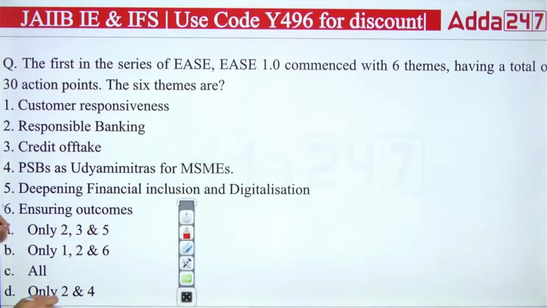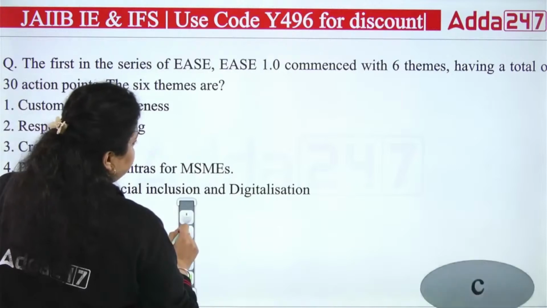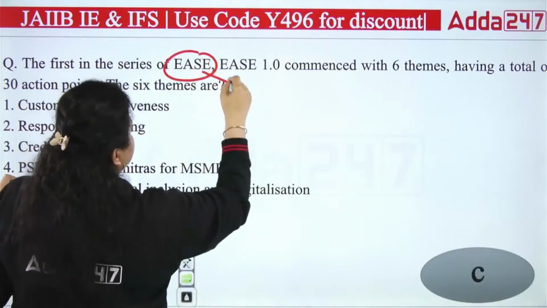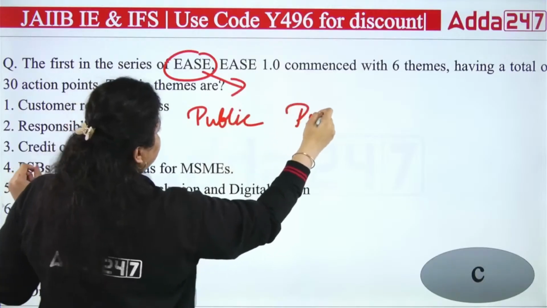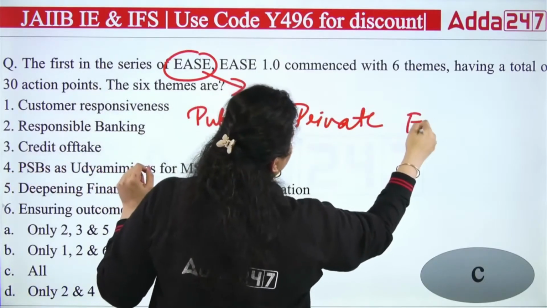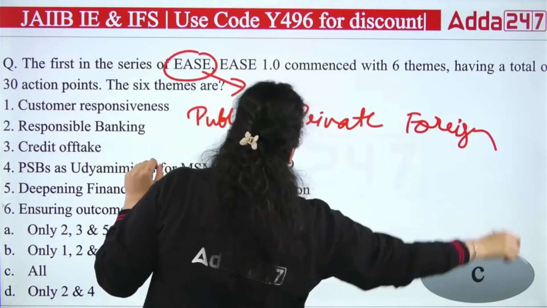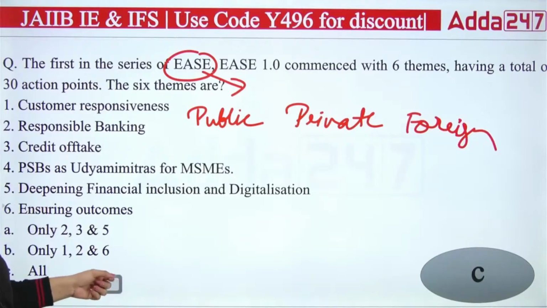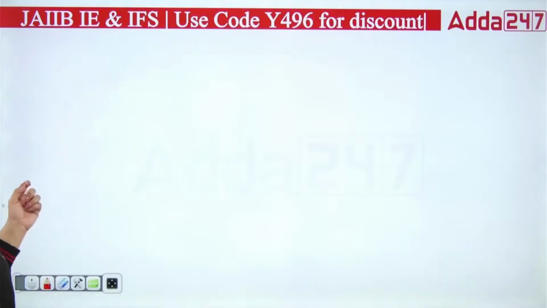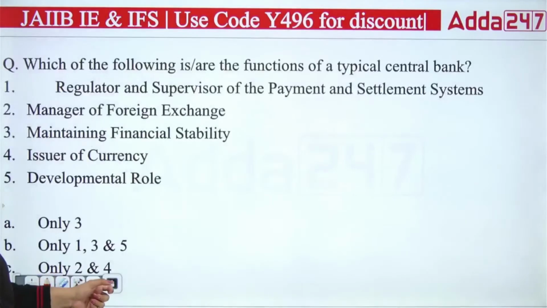Acha, this EASE reforms have been introduced for which type of bank? It is introduced for public sector bank, for private bank, for foreign bank, for what kind of bank? Public sector, private sector or a foreign bank? Let me know. So here answer will be your C because all the 6 are the correct theme of the EASE 1.0. Next question.